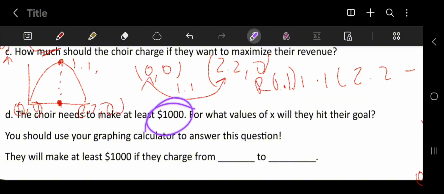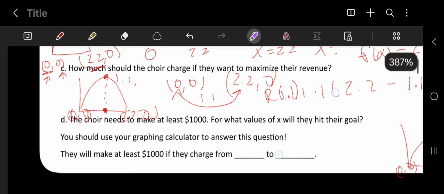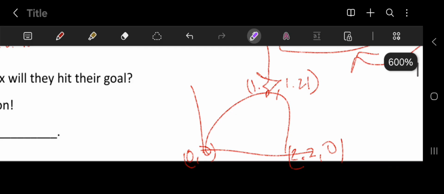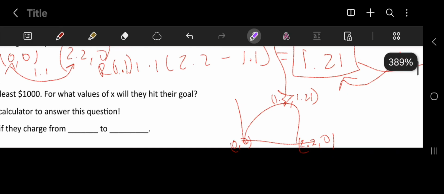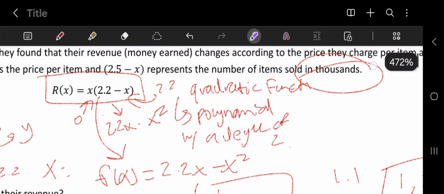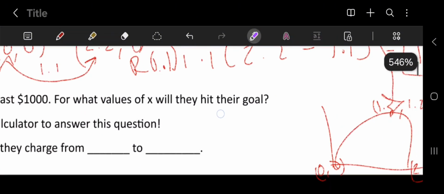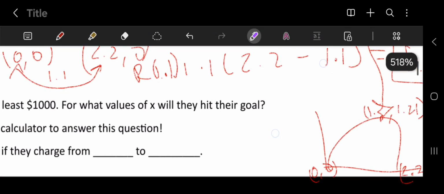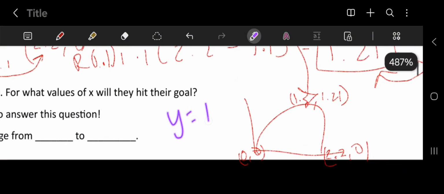The choir needs to make more than $1,000, right? So we're trying to find the X values for when they hit that goal. My suggestion would be to figure out, through your graphing calculator, when Y is equal to 1. And you're like, why would we do that? Here's the thing, guys. We're doing these in thousands, so when I'm saying Y is equal to 1, I'm saying when it hits 1,000, because our Y-axis is scaled smaller. It's supposed to be representing thousands. So we want to figure out when Y is equal to 1.